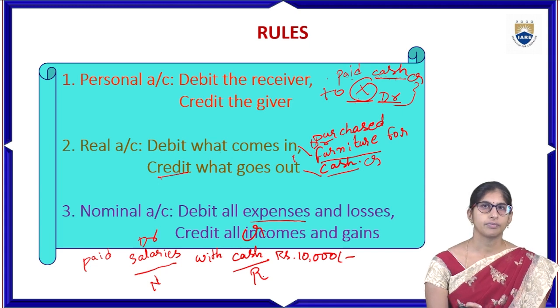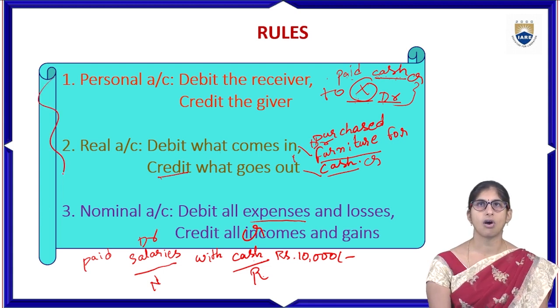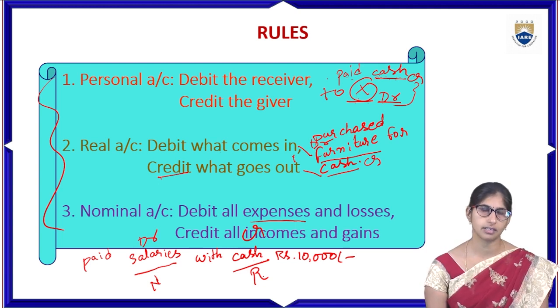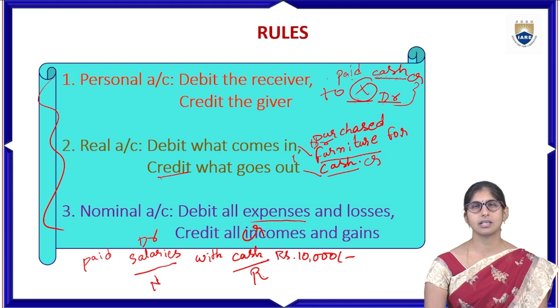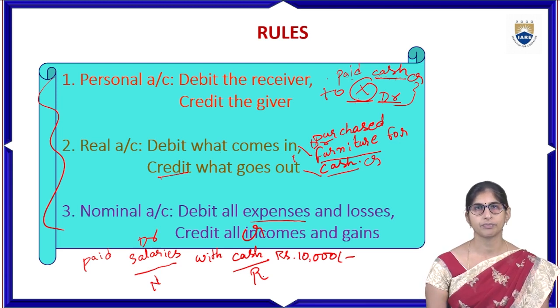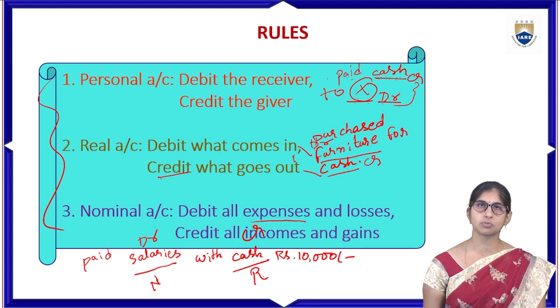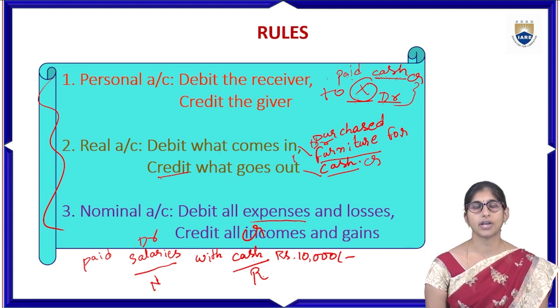So like this, we have to identify what are the important items in each and every transaction and highlight their nature of account, whether it is personal account, real account, or nominal account. And based on these three rules of accounts, we are going to differentiate what is debit and what is credit. This is how we have to differentiate debit and credit. This is all about the double entry system. So in the next session, let us move on with how to pass this debit and credit as an entry in the books of accounts, that is the journal, which is the first book of accountancy.